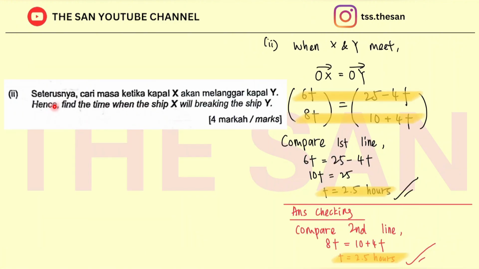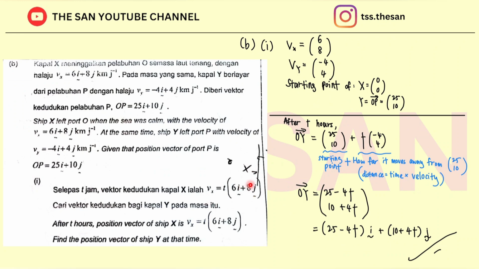So next, hence find the time when ship X meets ship Y. To do this, you just have to imagine when X and Y meet together, that means they are at the same place. They are at the same point. So the position vector must be the same. So we just have to equate the position vector of X and the position vector of Y. The position vector of Y is the answer that we got before here, and the position vector of X after T hours is given in the question before.